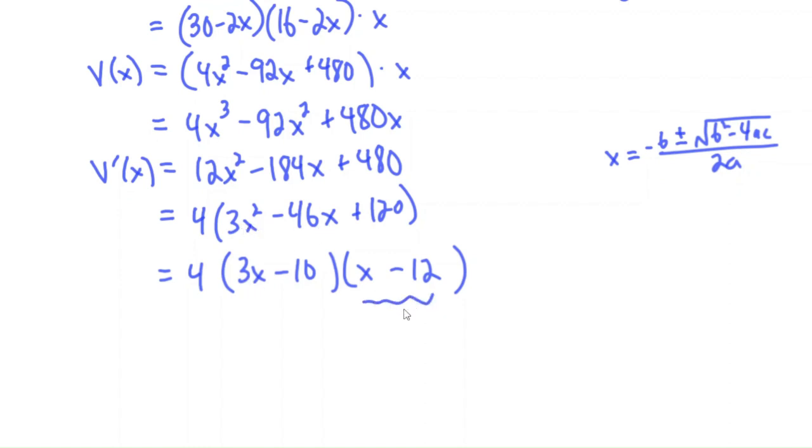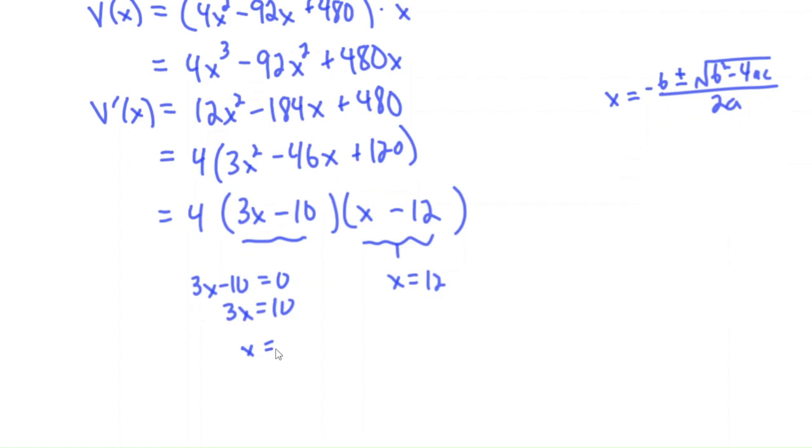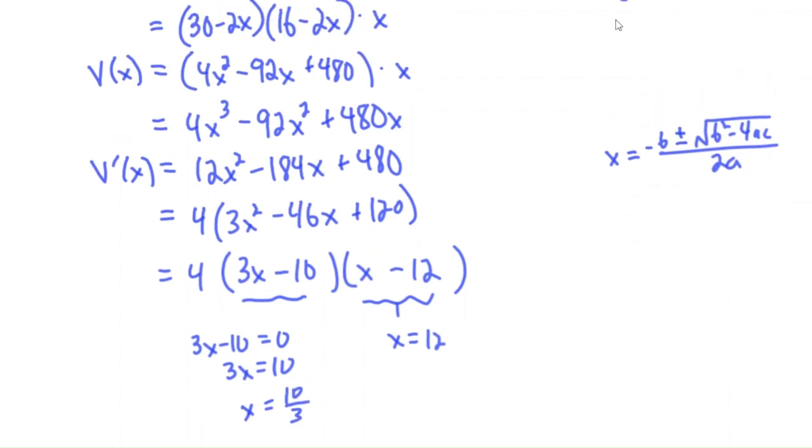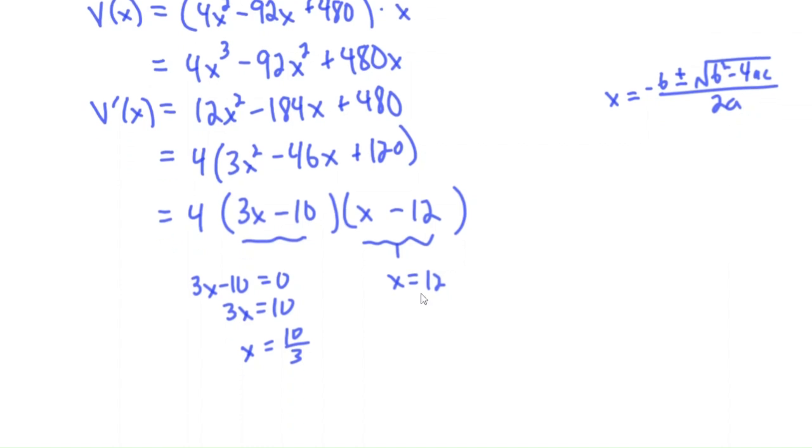So notice, what are the zeros? Well, this one gives us x equals 12 as a zero. What about this one? Well, we have 3x minus 10 equals 0. And if we solve that for x, we get 3x equals 10, or x equals 10 thirds. Now, remember, our x has to be between 0 and 8. So that actually rules out this possibility of x equals 12. So x equals 10 thirds, or 3 and 1/3, that's our only possibility.